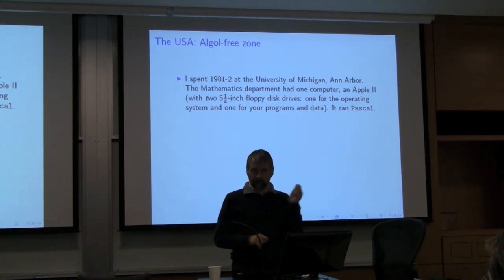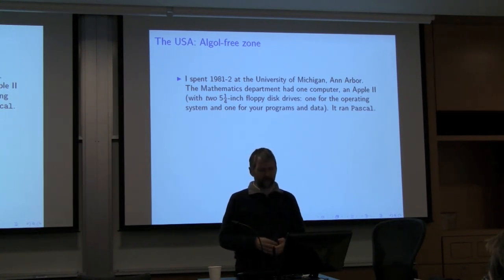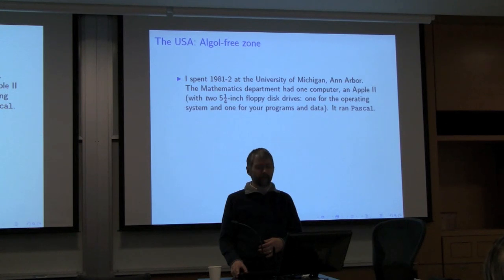And they gave you 2 disks. One had the operating system on it, and the other was a blank one for you to put your own stuff on. I don't know how much did 5 1/4 inch floppy disks hold? 320 kilobytes. 320 kilobytes, something like that. Yeah. So one of those had the operating system. Those are the days.